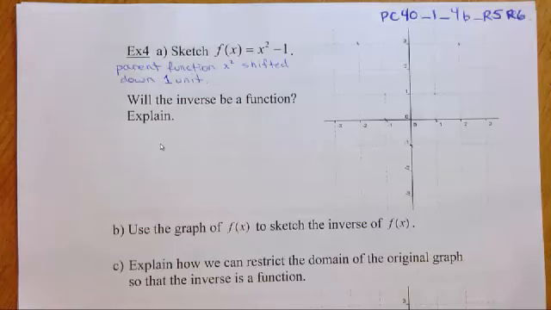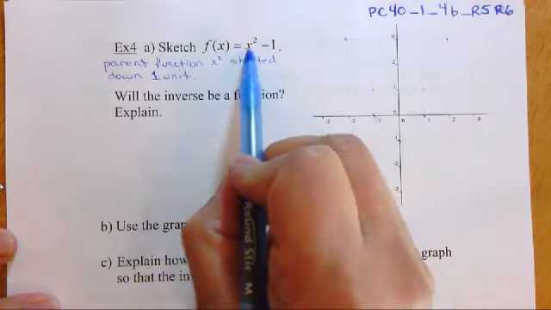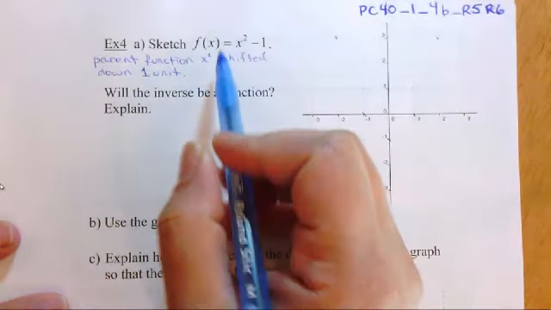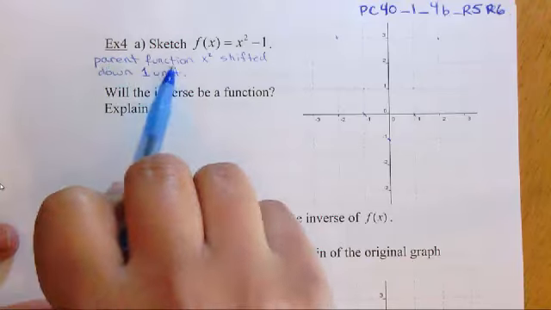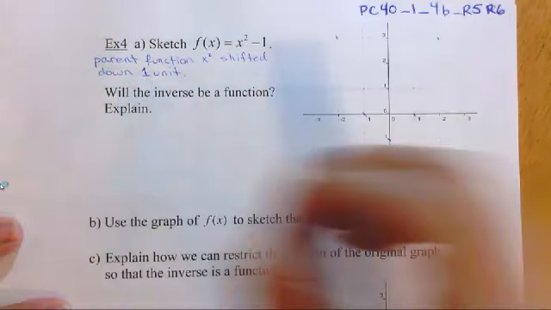Continuing with 1.4 of Pre-Cal 40S, R5R6, and we are talking about inverse functions. So in this question here, it asks us to sketch the graph of f of x equals x squared minus 1. And if you notice, this is our parent function of x squared shifted down 1 unit.